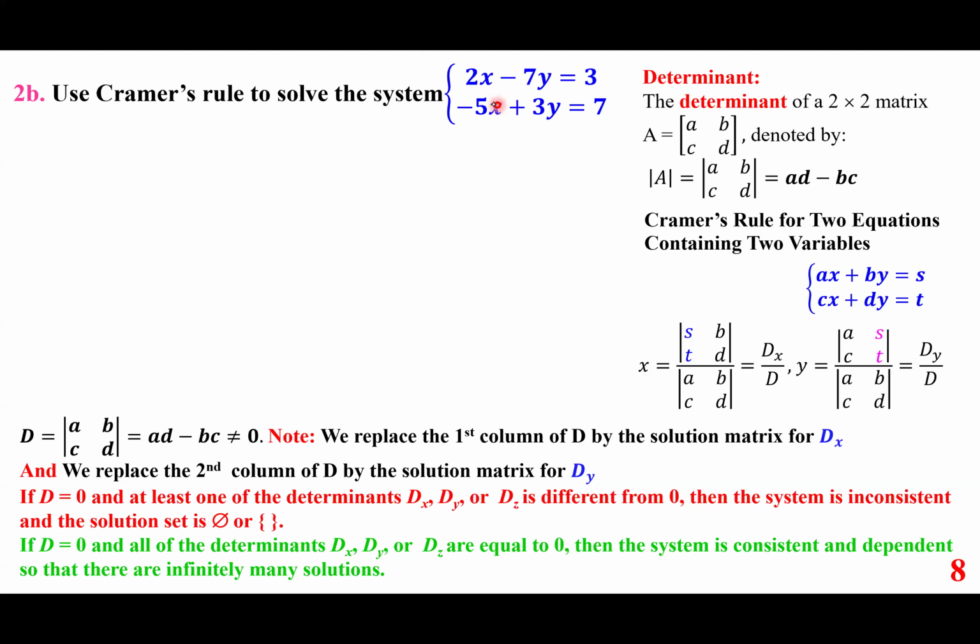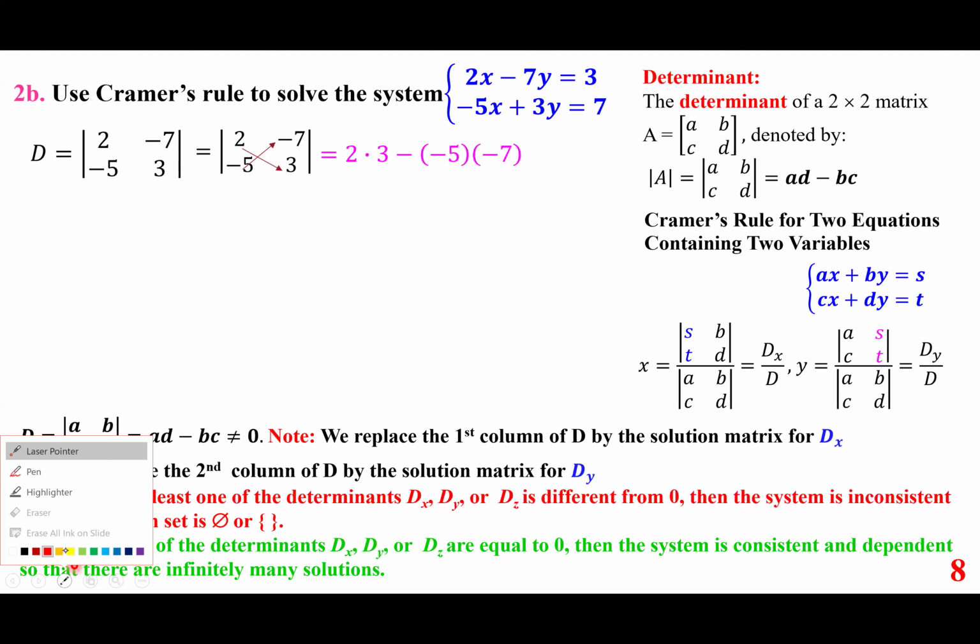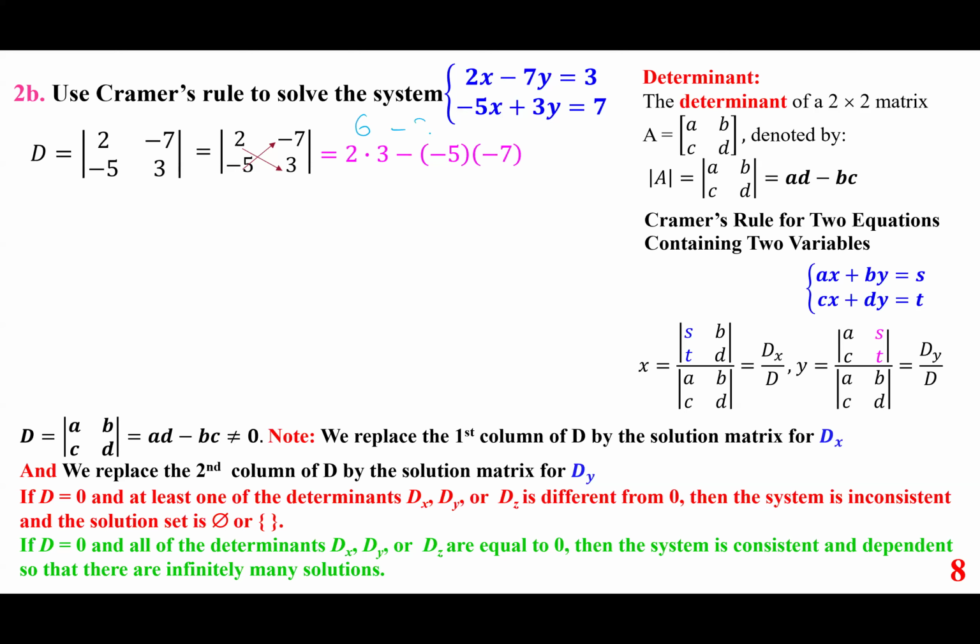So let's start with this. We are going to put 2, negative 7, negative 5, 3. That is the D. We do the cross product, 2 times 3 minus negative 5 times negative 7. Six minus 35 is negative 29.